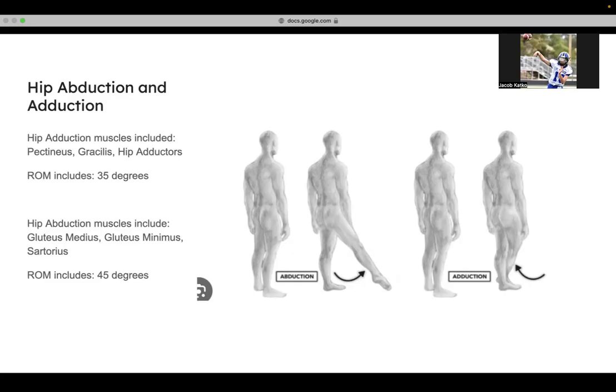Kind of reviewing, abduction would be away from the midline of the body, and adduction would be towards the midline of the body, as seen. So moving the hips away from the body would be hip abduction. Moving your hips towards the midline would be hip adduction.